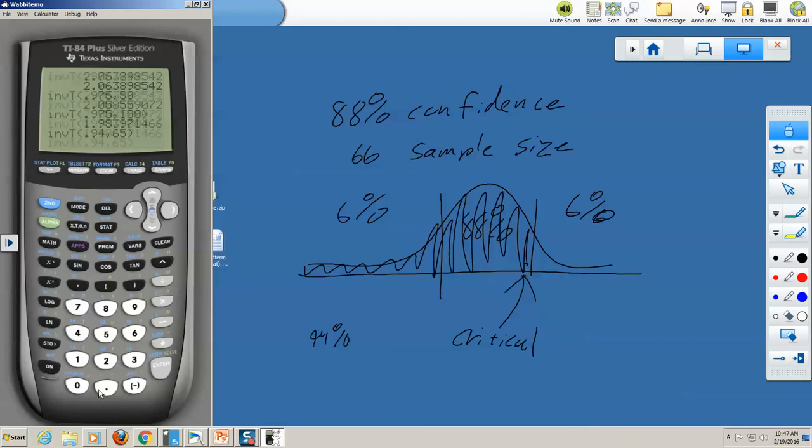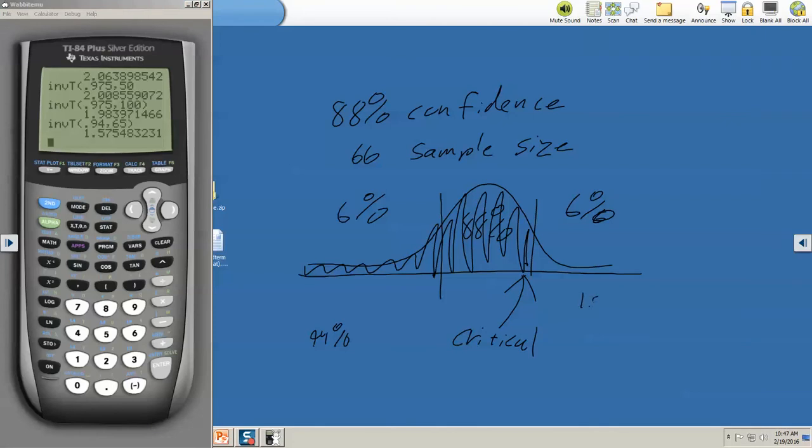And there's my critical T value right there, 1.575, is that value right there. Which again, if we were doing an 88% confidence interval, we would have our test statistic plus or minus 1.575 times the sample standard deviation over the square root of 66, because that's our sample size.